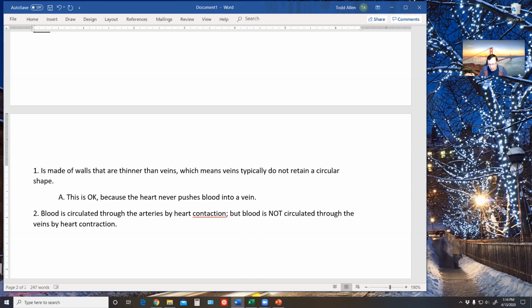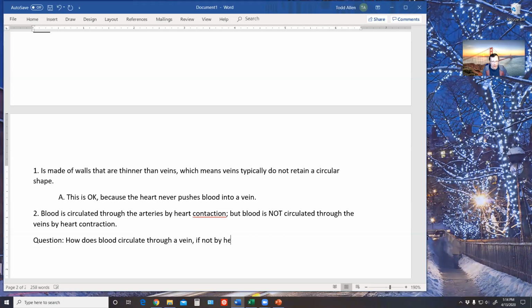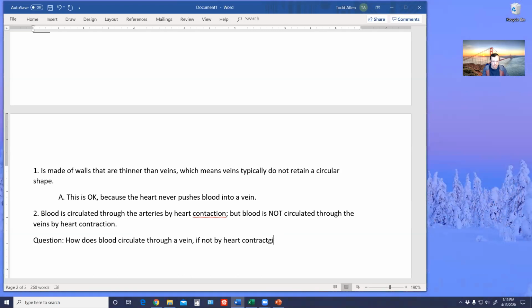And again, the primary reason for that is that the heart and the body was engineered so it does not push blood into a vein. That never happens, okay? So the question becomes, how does blood circulate through a vein if not by heart contraction? Okay, now the answers are in your textbook, but I'll put them in your notes at this time.